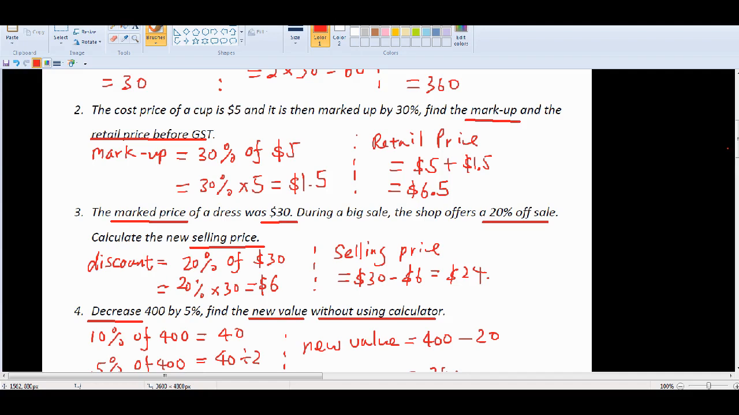So that 30% is from the $5. So it's 30% of $5. So 30% times 5, which is $1.50. And the retail price will be just $5 plus $1.50, because you need to add the markup to get the retail price.